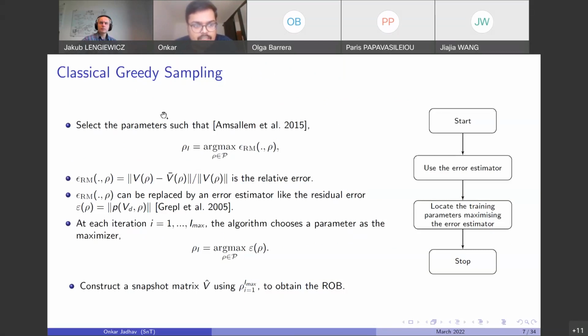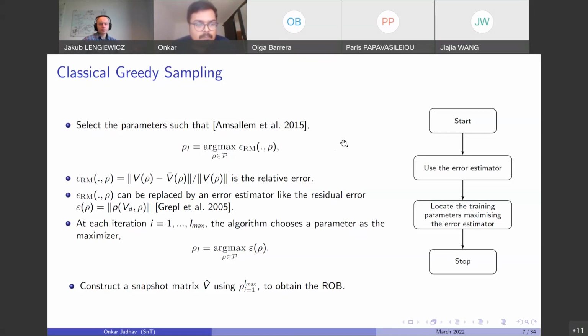So here the idea is that we select a parameter that maximizes the relative error between the full order model and the reduced order model. In some sense, we are picking bad apples from our parameter space, and we are putting that information into our snapshot matrix, making our snapshot matrix much richer. So in the next iteration, we will get a better reduced order basis.